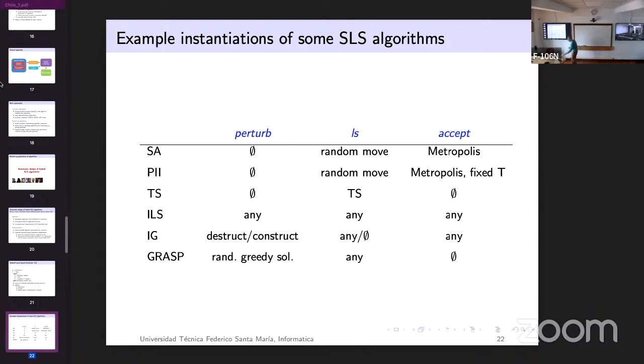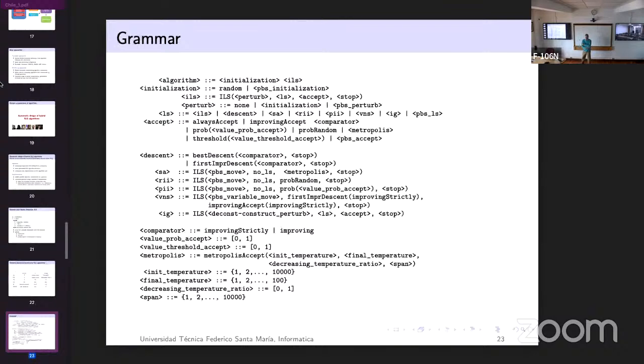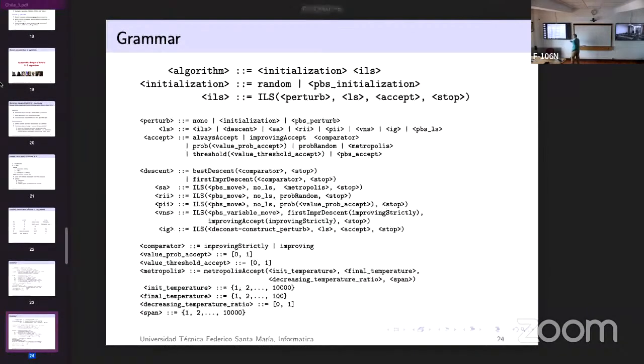So, cool. And then you have to build the grammar. This is not the whole grammar, but the whole grammar is perhaps 2 or 3 slides. The grammar says the algorithm is equal to the initialization and then an ILS. The initialization is random, so if you have a random initialization, you're done. And also problem-specific initialization. The ILS is an ILS, and you have a preferred local search.